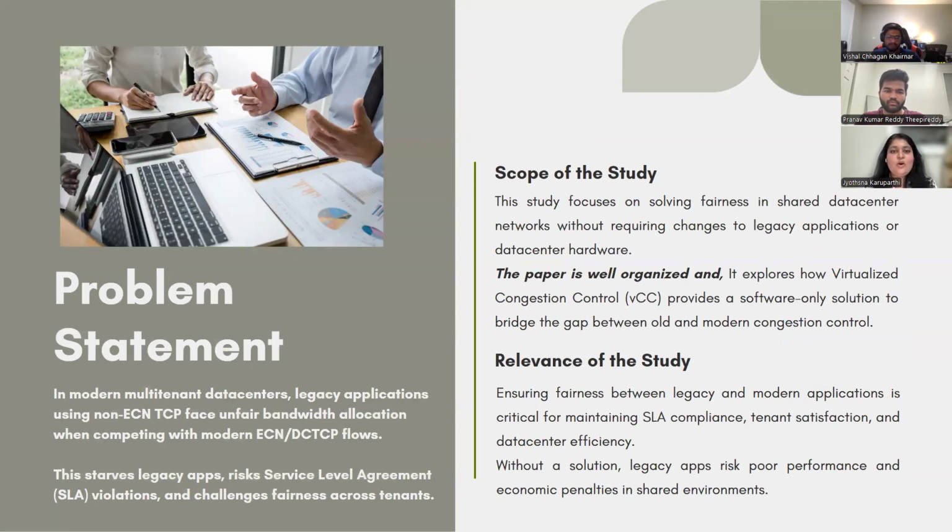Legacy applications using older TCP protocols can't fairly compete with modern apps using ECN or DCTCP in shared data center networks. This unfairness causes them to be starved of bandwidth, risking SLA violations and poor tenant performance. The paper focuses on solving this fairness problem without requiring app upgrades or hardware changes, using a software-based solution called virtualized congestion control. Ensuring fairness isn't just a technical challenge, it's crucial for business reliability and tenant satisfaction.